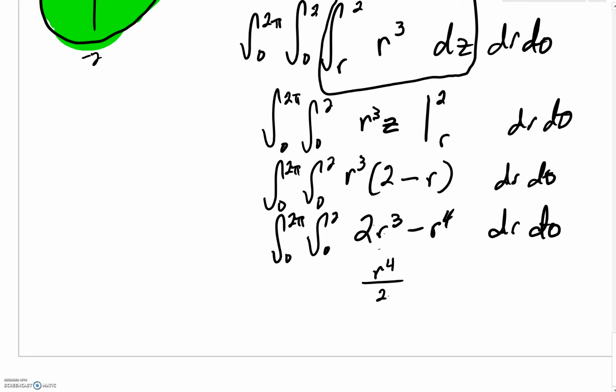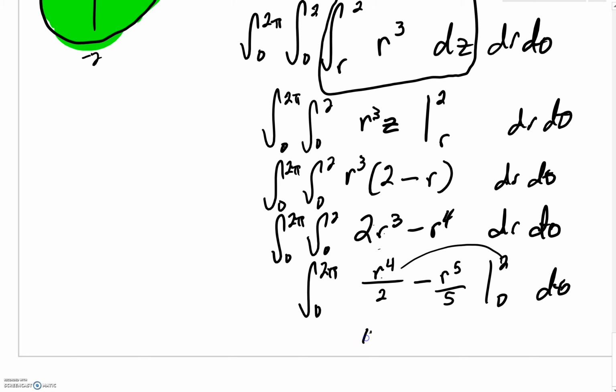Double check that you're right by taking a derivative. This becomes r to the 5th all over 5. We're going to evaluate that between 0 and 2. And when you do that, you'll get a 2 to the 4th, which is 16. That's 16 over 2. That's an 8. Minus 2 to the 5th, which is 32. That's 32 over 5. And we'd say minus a 0.